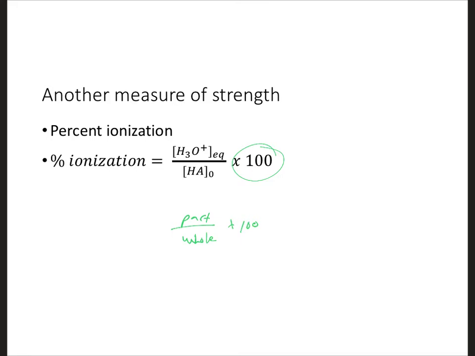The part's going to be smaller than the whole, and so that means that there's some smaller fraction, typically, of the acid that has dissociated relative to the starting concentration of that acid, where HA is referring to the beginning, or naught, or time 0 amount of that acid, and then at equilibrium, how much has dissociated. So the equilibrium amount of H3O plus divided by the initial concentration of that acid, multiply that by 100, and that's going to tell us the percent ionization.